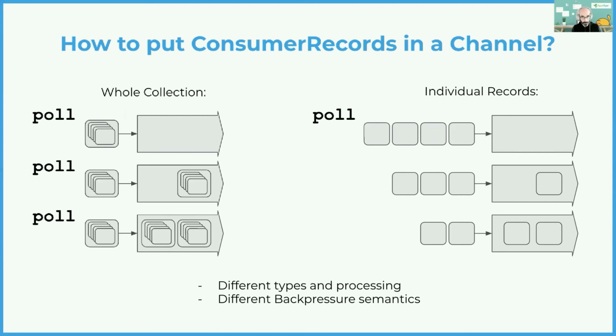On the right side, we again get a collection from Kafka, but this time we iterate over the collection. We put each message individually into the channel, and the back pressure is applied when we can no longer fit more individual messages. And on the right side, it means we read from Kafka only once instead of 3 times. So depending on our decision, the channel will contain different kinds of inputs, and the user will have to process them differently. And also back pressure will mean 2 different things.